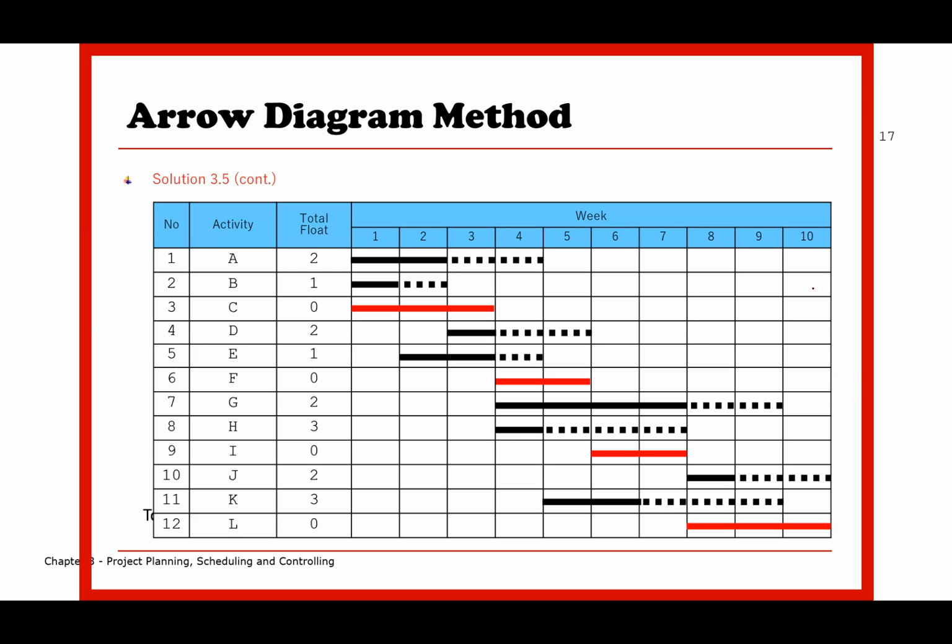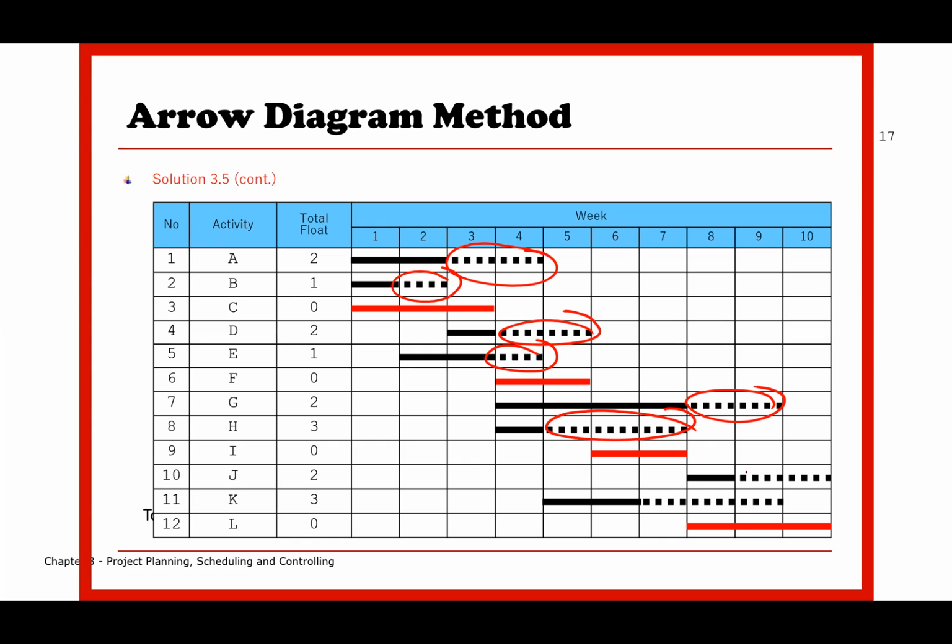Okay, you notice the dotted line, but when you draw inside Microsoft Project or whatnot, it will not show you the dotted line. This is just to show you that the dotted line indicate the total float that certain activity have. The red one indicate the critical activity which does not have total float.